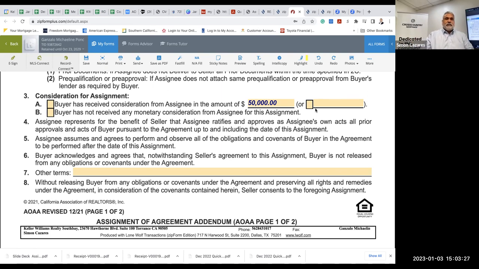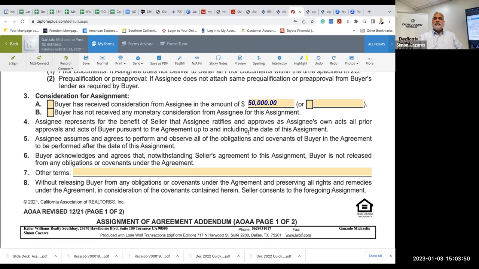Okay. Section 456, assignee represents, for the benefit of the seller, the assignee ratifies and approves as the assignee's own act all prior approvals and acts of buyers pursuant to the agreement up to and including the date of this agreement.